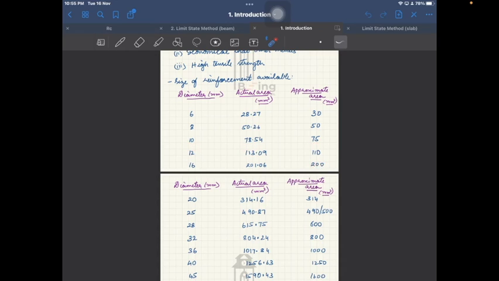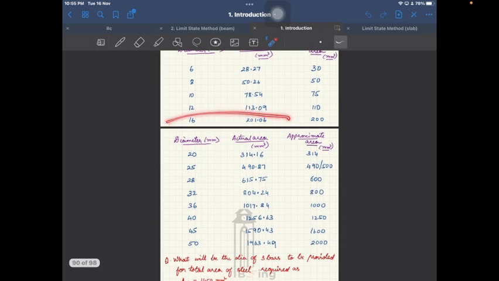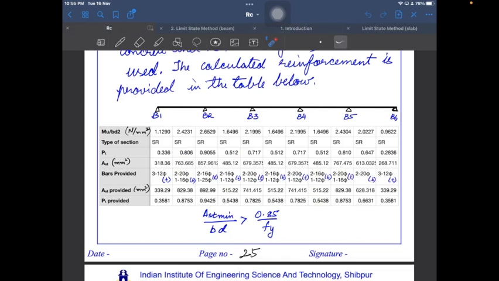Based on this, I have calculated approximately. We have to give area of steel more than what is required. So based on this, I have decided my bars and have written them down here. T means top bar, B means bottom bar.